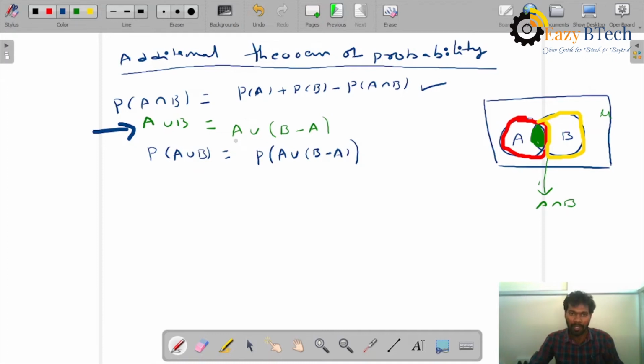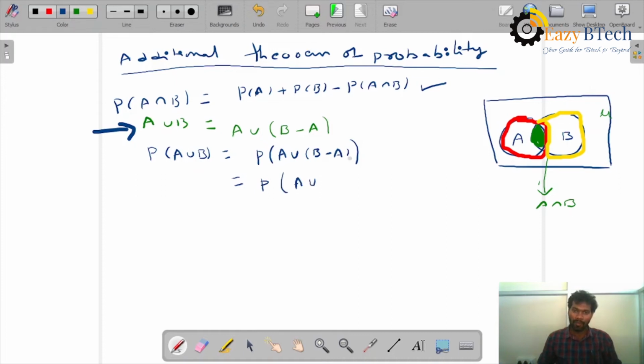A means completely the full set, and union of B minus A. B minus A means excluding the A part from B. That gives you the part of B which is independent of A. There is no inclusion of A in that B. So applying probability on both sides, it becomes P of A union B equal to P of A union (B minus A).